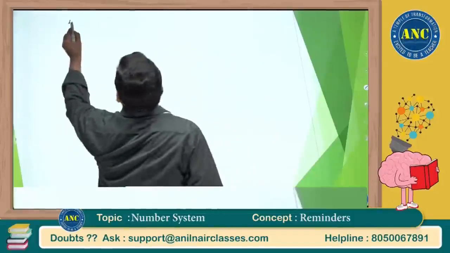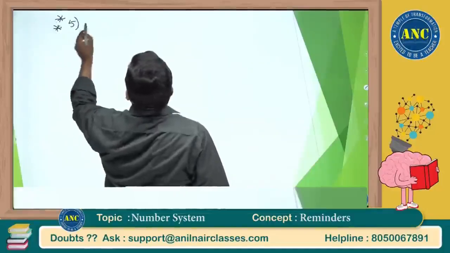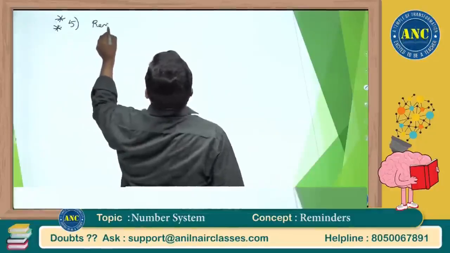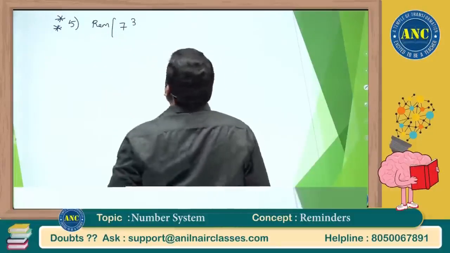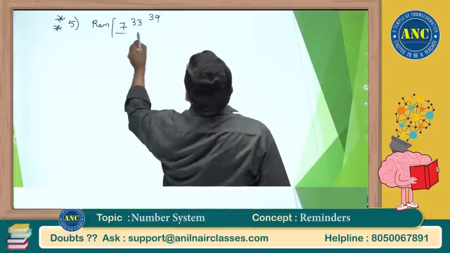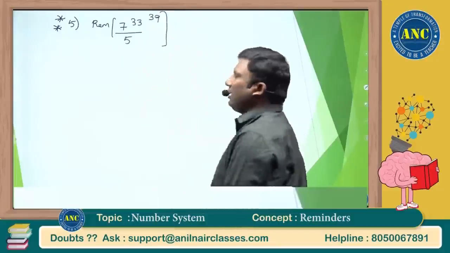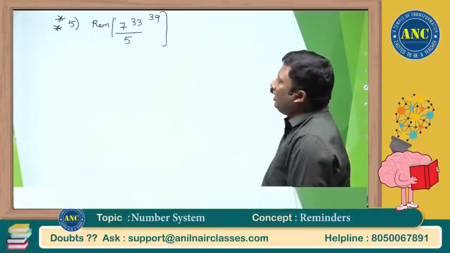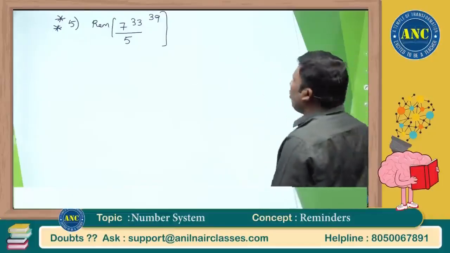Fifth question. Please put a star mark on this question. Reminder 1: 7 power 33 power 39 divided by 5. What is the remainder? Very, very good question.